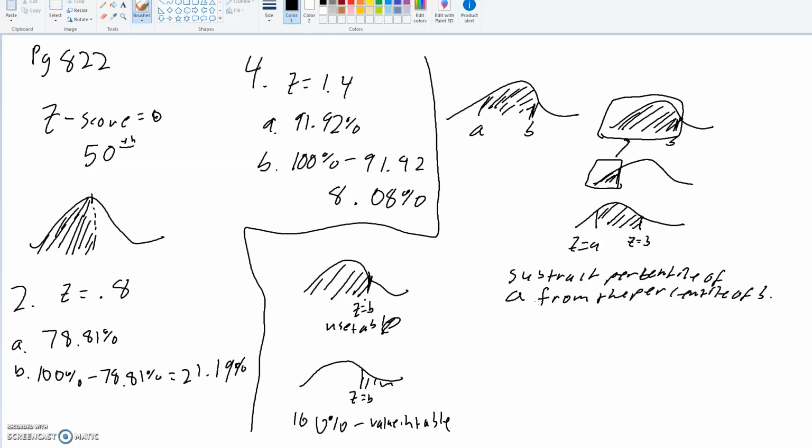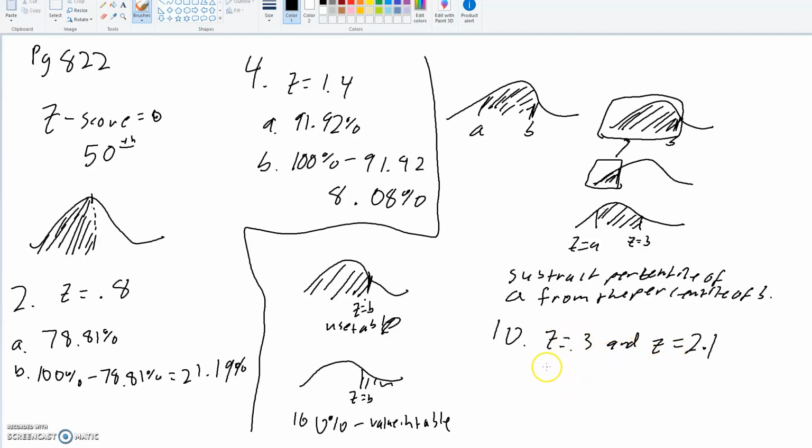So let's go ahead and see what that looks like. Let's take a look at number 10. Number 10 says, find the percentage of data items in a normal distribution that lie between z equals 0.3 and z equals 2.1. So what we're going to do is look up our table values for each of these.